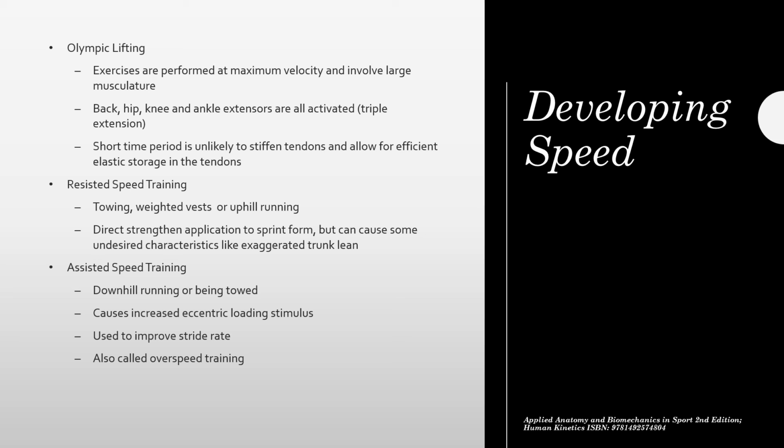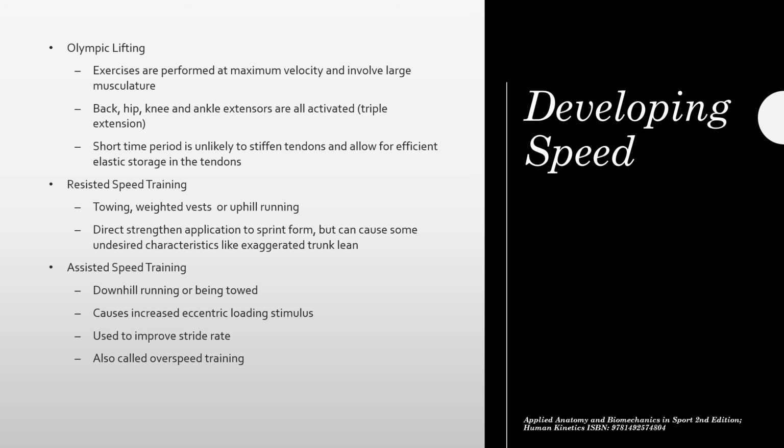These are going to be hip, knee, and back, as well as ankle extensors. We refer to this position as triple extension. And usually we're using very short time periods to create this. So this is unlikely to cause unnecessary stiffness in tendons, which means we can get efficient elastic storage. So we're not creating brittle, hard, pasta-like tendons. So they're staying supple enough to not cause damage, but strong and stiff enough to generate power and speed.